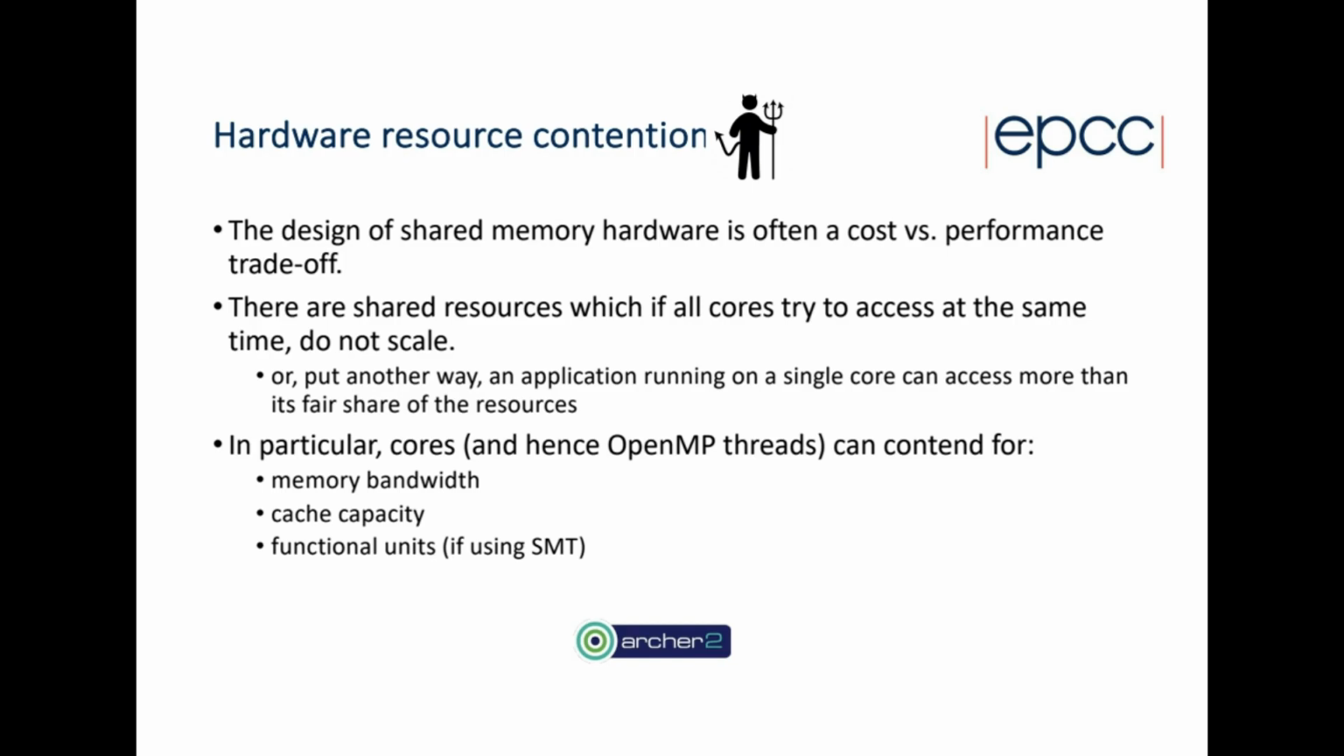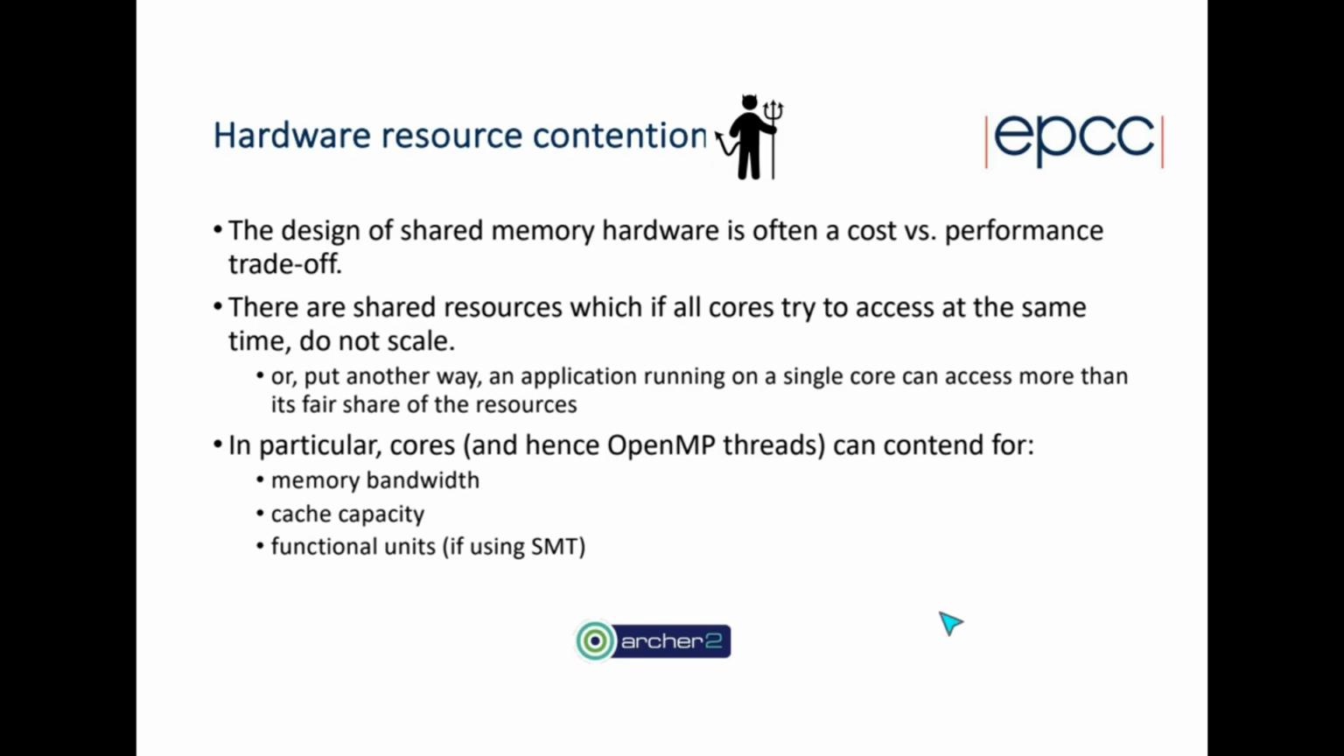On the other hand, you can think of it the other way around. It's good because if I just run an application on a single core, then that gets access to more than its fair share of resources, which is fine. But if you look at scaling across multiple cores, then hardware resource contention can be a cause of poor scaling. The one-threaded version is getting artificially boosted, but nevertheless, the effect is the same.